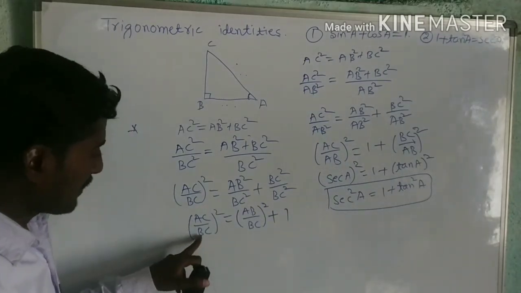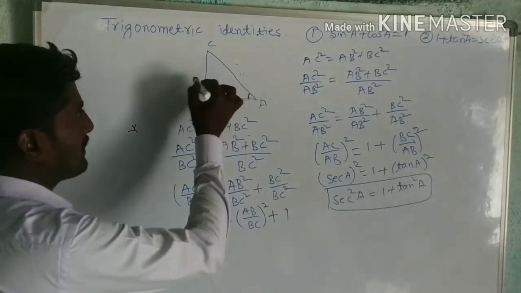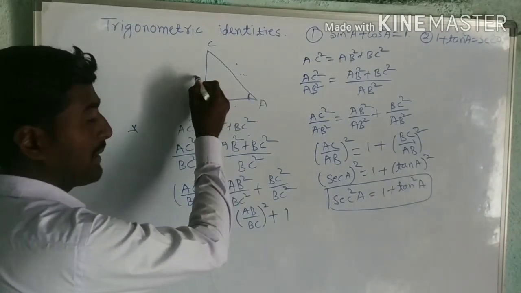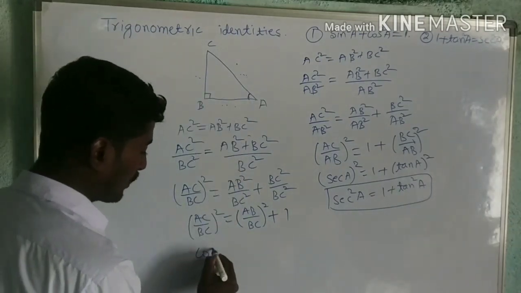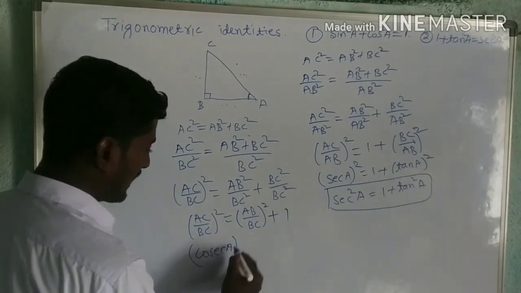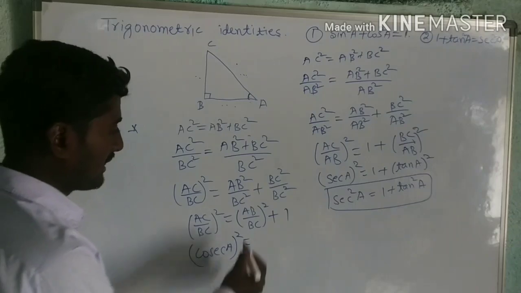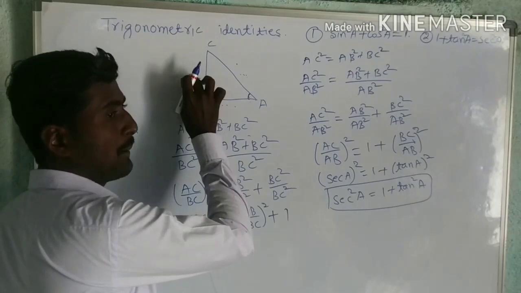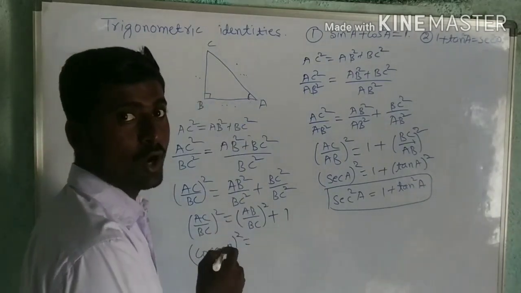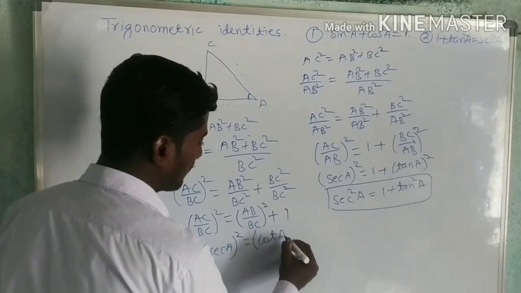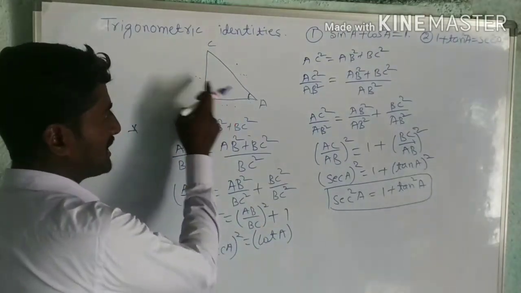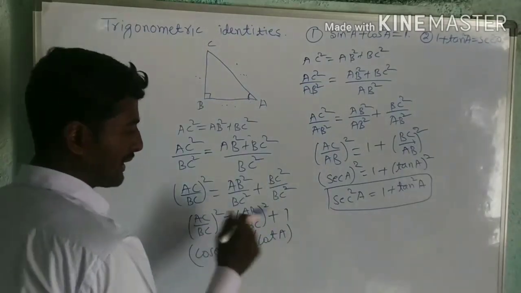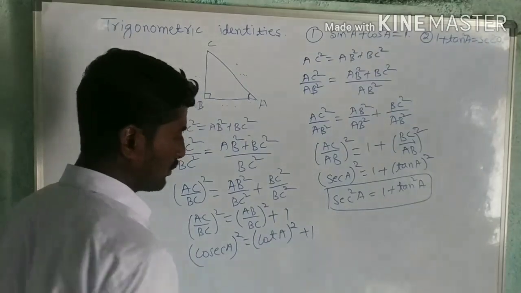Now AC by BC, what is it? AC divided by BC, for the angle A, AC is hypotenuse and BC is opposite. Hypotenuse divided by opposite is nothing but cosec A, then square. Then AB by BC, adjacent divided by opposite, is nothing but cot A. For the angle A, AB is adjacent and BC is opposite. Adjacent divided by opposite is cot A, then square, plus 1.